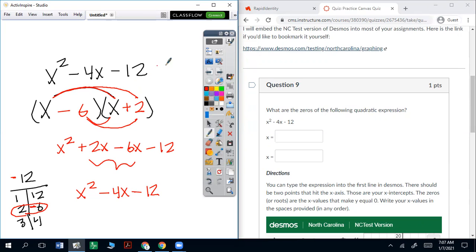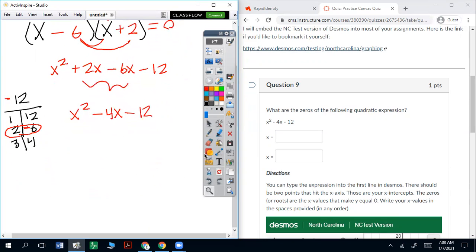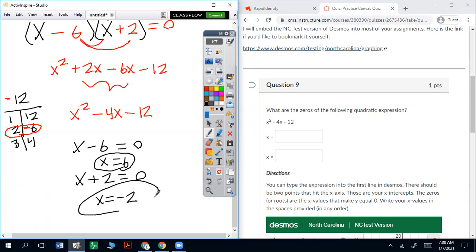Well, if I want to know my zeros, I can set those equal to 0 and solve both of those expressions. So I could also say x minus 6 equals 0, x plus 2 equals 0. So looking at these two expressions, the only way that's going to work is if x is equal to positive 6 and x is equal to negative 2, because they got to cancel each other out to give you zeros.